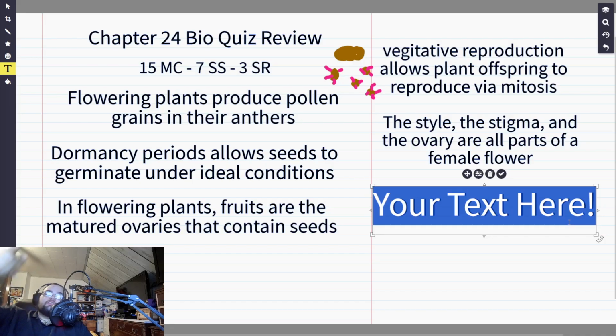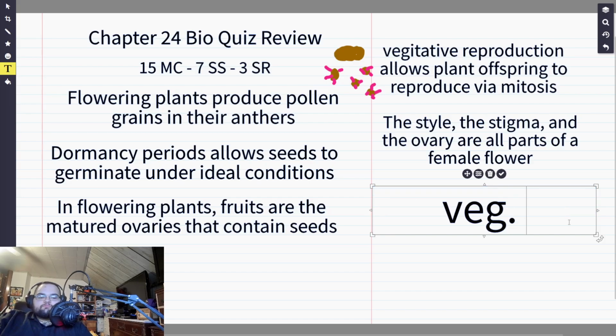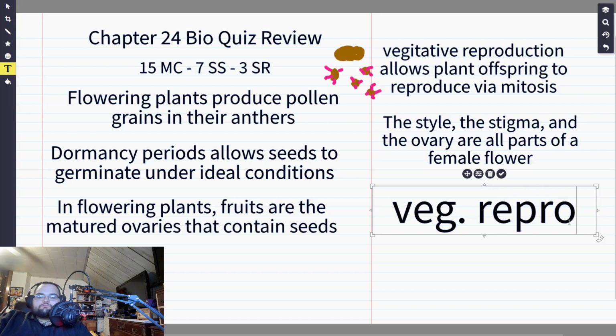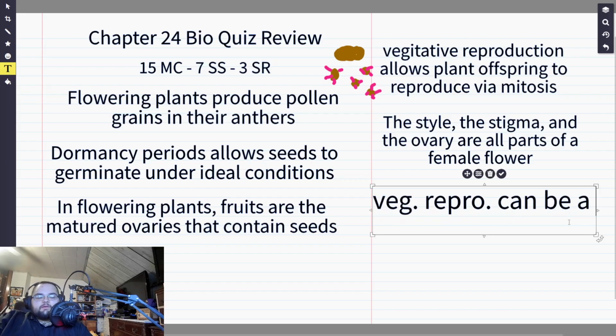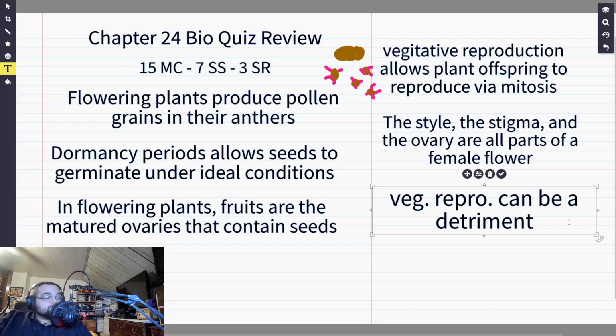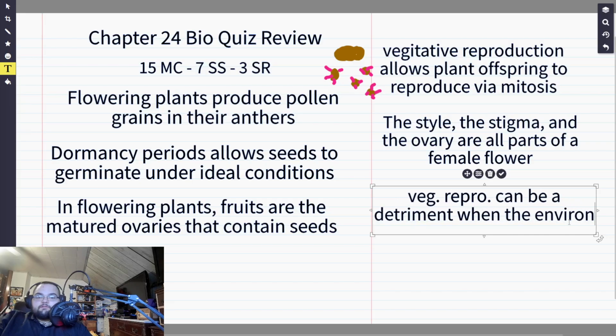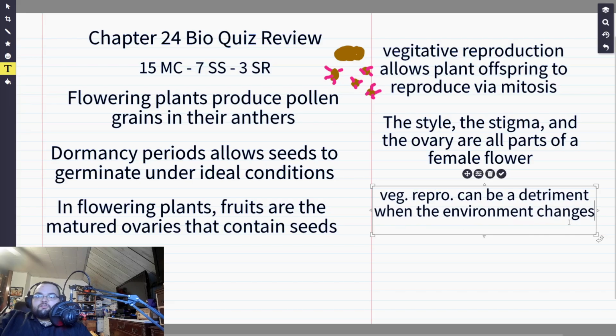Going back to vegetative reproduction. It can be a detriment. A detriment is something that's bad, you know, disadvantage. When the environment changes suddenly.